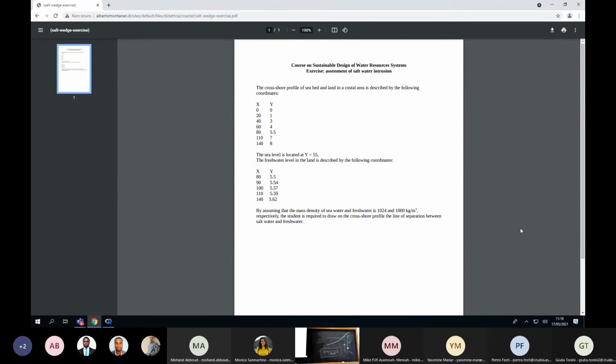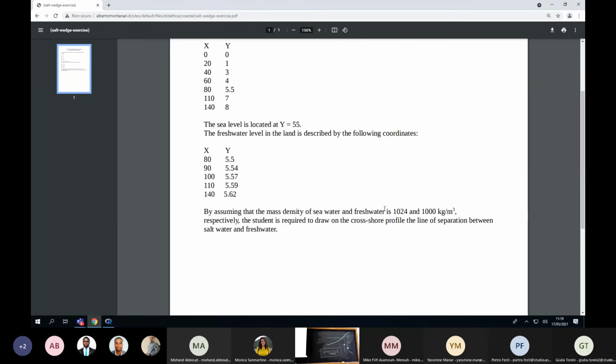And the exercise is very simple. By assuming that the mass density of seawater and fresh water is 1024 and 1000 kilograms per cubic meter, the student is required to draw on the cross-shore profile the line of separation between saltwater and fresh water. Okay, good. This is exactly what we did in theory.